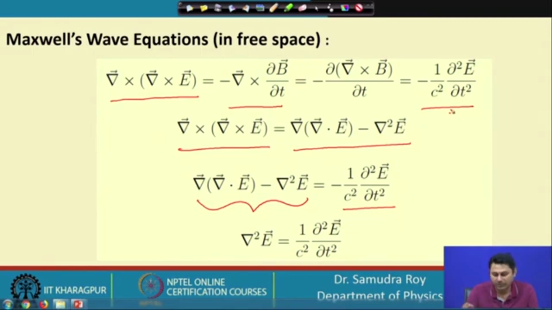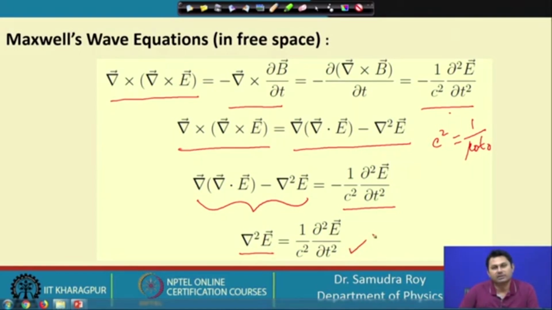I use this equation and replace mu 0 epsilon 0 by 1 by c square, because I know that c square is nothing but 1 by mu 0 epsilon 0. So, I replace this. After replacing that, I will get this equation. So, finally, I have an equation grad square E is equal to this.